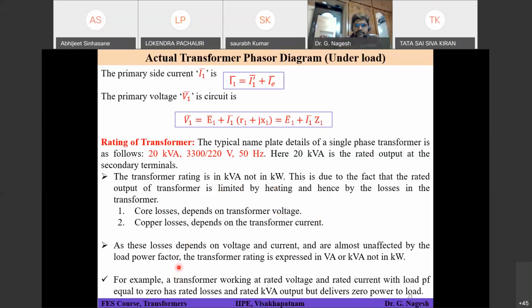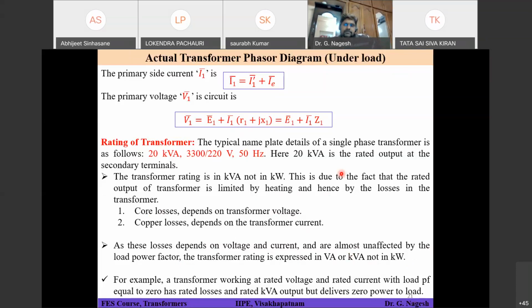If you see the next 2 points, you will understand a little bit better maybe. As these losses depend upon the voltage and current and are almost unaffected by the load power factor, the transformer rating is expressed in kVA, not in kilowatts. So till now what I have stated is that transformer rating is in kVA. Why it is in kVA means the transformer rating, that means output power, how much it can deliver, depends upon the heat which is generated in the transformer, and the heat depends upon the losses in the transformer.